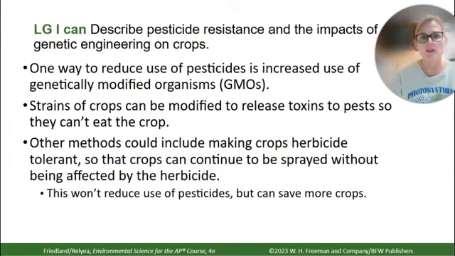Okay, so one way to reduce pesticides is through genetically modified organisms. So we can put genes in that are pesticide-resistant genes from one species of plant to another. So strains of crops can be modified to release toxins to pests so they can't eat the crops. Another way is to make crops herbicide tolerant. So this is called a Roundup Ready crop. That crop can be sprayed with the herbicide, but the crop won't die, but the weeds will. Okay, so this won't reduce the use of pesticide, but can save more crops.